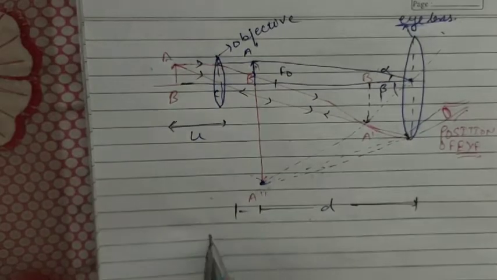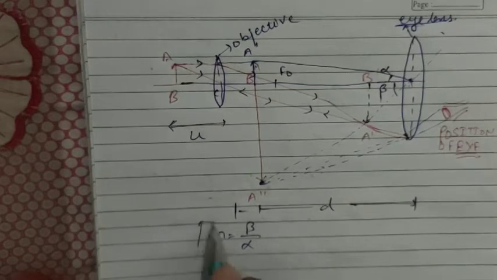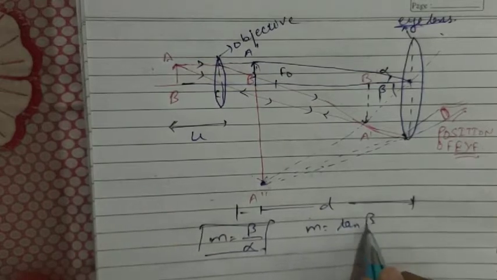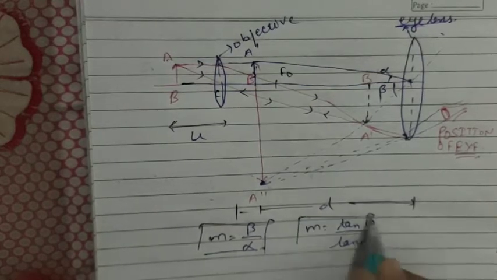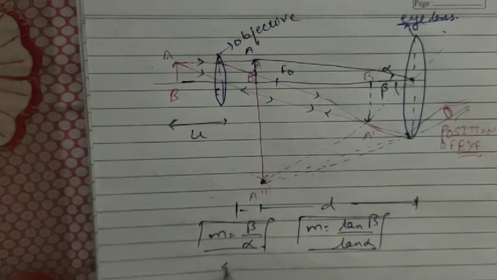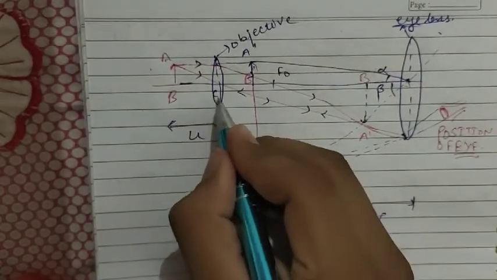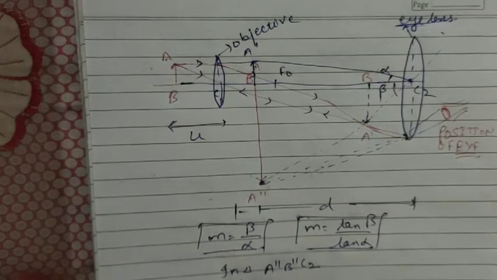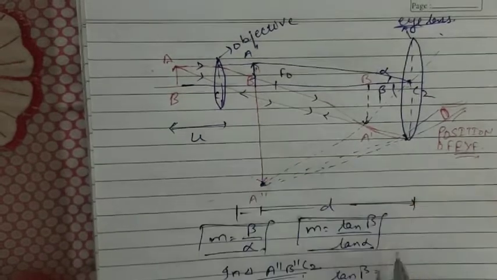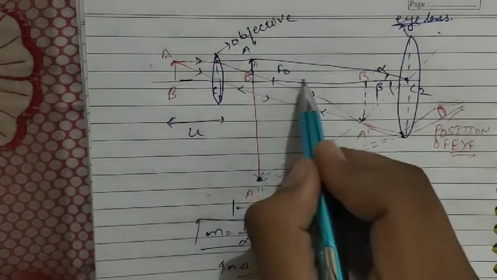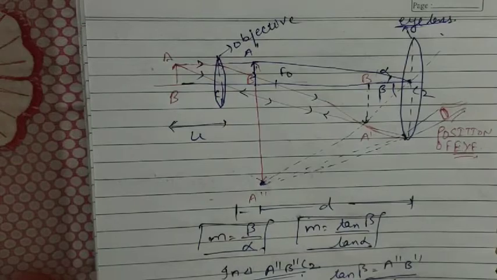Now let's see the magnifying power, beta by alpha. In the last video we have already discussed this. M is equal to tan beta divided by tan alpha, since angles are small. Similar derivation, not so much different. Now let's take the triangle with points C1 and C2, A double dash, B double dash, C2. Tan beta is equal to A double dash B double dash divided by C2B double dash.